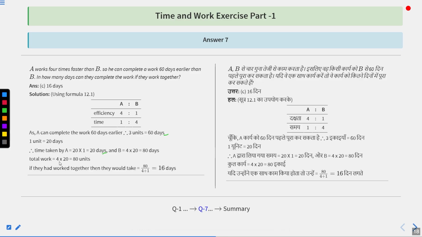And total work is how much? Efficiency into time. So 4 into 20, efficiency of A and time taken by A, that is 80 units is the total work. So if they had worked together, then they would have taken total, that is 80 upon 4 plus 1, efficiencies of both, that is 16 days. Option number C is the right answer.